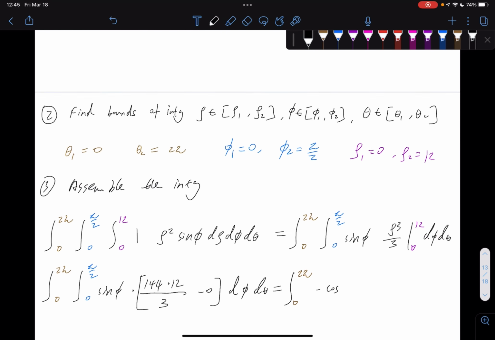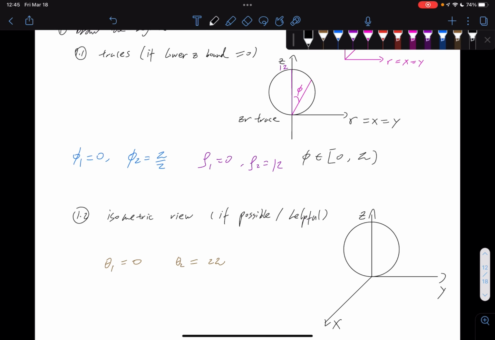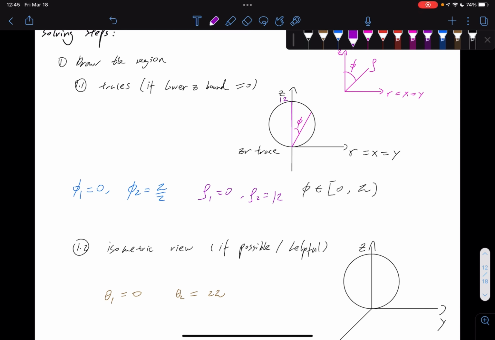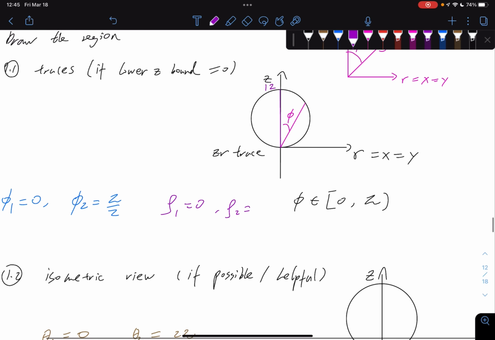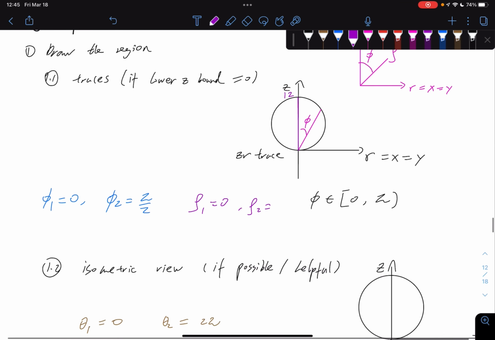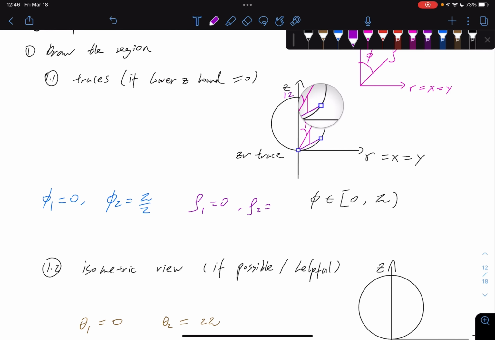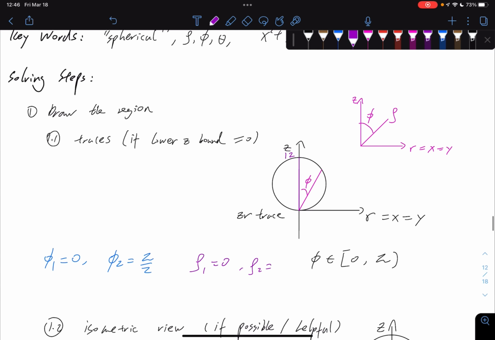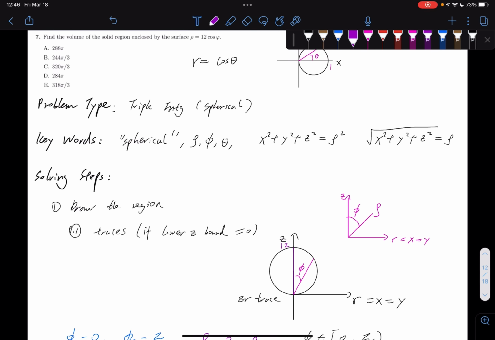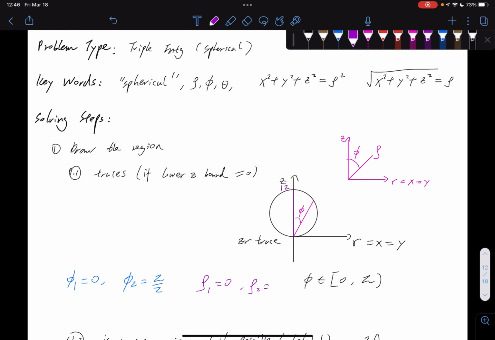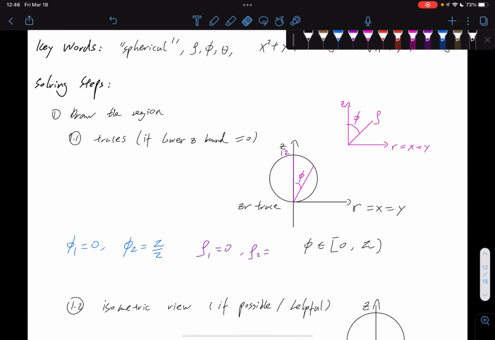Oh, actually, I take that back. The upper bound of rho is not 12. The rho is changing, right? The upper bound of rho is not a constant. As you can see, the length of rho, the purple line, is changing as we change phi. So the actual rho 2 should just be the equation itself, 12 cosine phi.